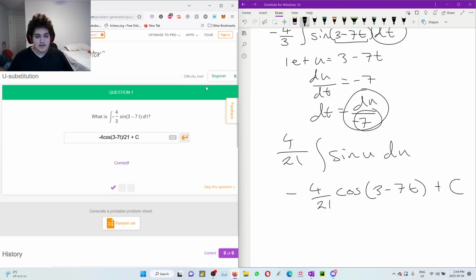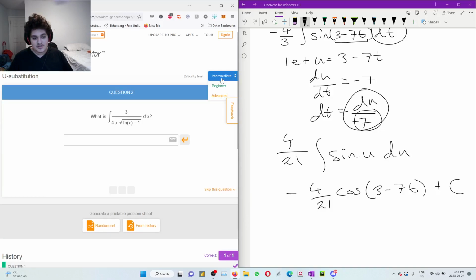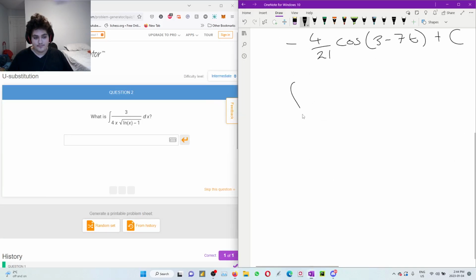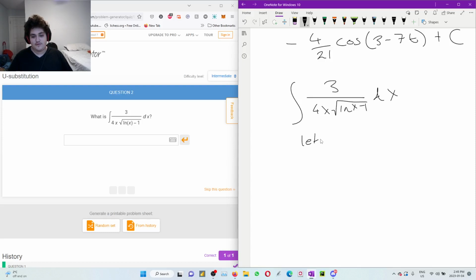Okay, I'll do 2 more intermediate questions and 3 more advanced questions. So here we have this reciprocal function, 3 over 4x square root ln x minus 1 dx. I think here it makes sense to let our u function be ln x minus 1, and the reason for this is the derivative is going to be 1 over x, and then we're going to reciprocate it, and we're going to get that du equals dx times x, and the x is going to cancel out with this x.